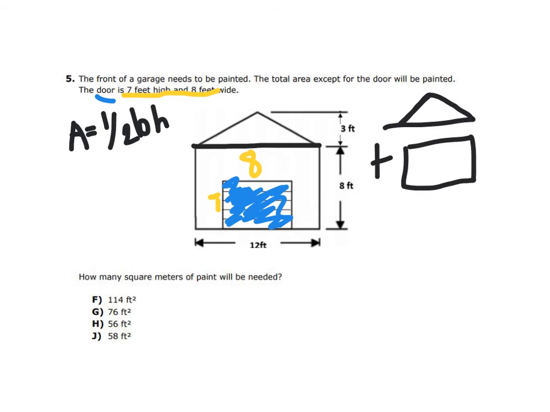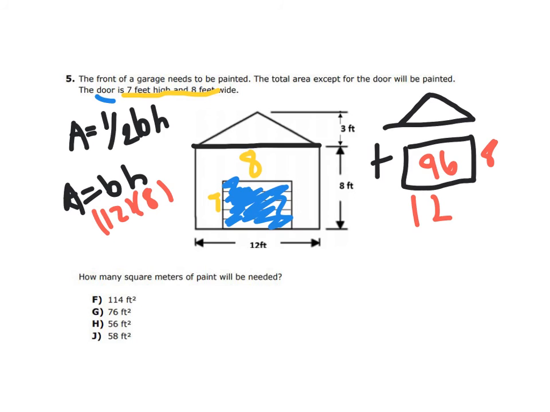So first thing I got to determine is, well, what is the base and what is the height of the triangle? And then I also need to look at, well, I have a base times height on a rectangle. I like to start with the rectangles because they're easy. So you get a base of 12 and a height of 8. And so over here, 12 times 8. Okay, that's going to give me 96.